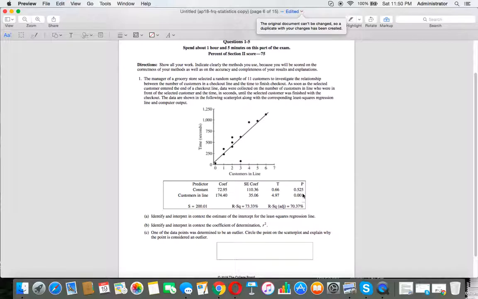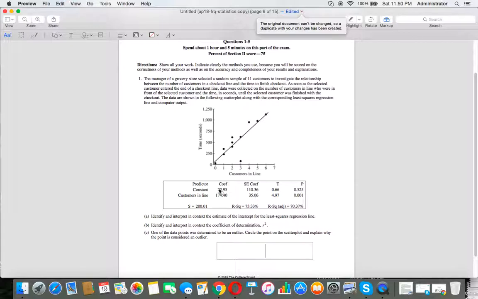Okay, and here we have our output that is from the computer. So over here we can see the points are in a positive direction, and the first question asks us, identify and interpret in context the estimate of the intercept for the least squares regression line.